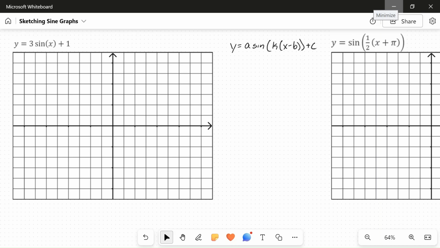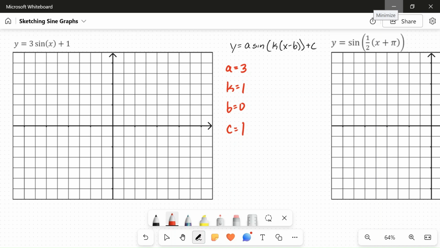So I'm going to start this example by listing out our values. Our first example is y equals 3 sine of x plus 1. In that case, our amplitude is 3. The k value is just 1 because there's nothing in front of the x. We assume it's a 1. The b value is 0 because there's nothing being added or subtracted to the x. And the c is a 1 because that's what's being added after everything outside the parentheses.